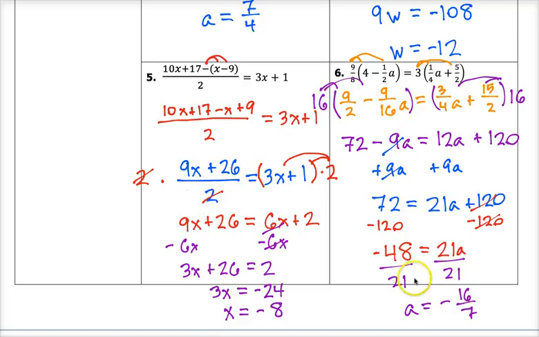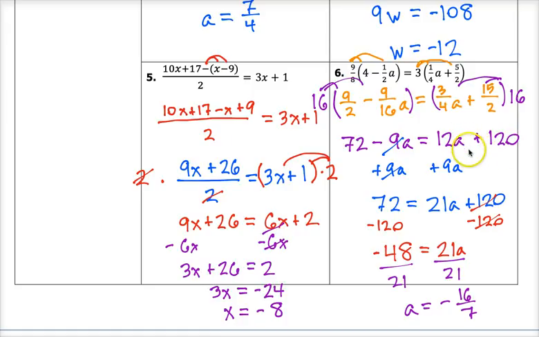Okay, so for this equation, if you solved it correctly, you should have an answer of a equals negative 16/7. Up at the top, you can distribute your 9/8 on the left side and your 3 on the right side to get what I have here in orange. I have fractions on every single term. You notice your denominators are 2, 16, and 4, so the least common denominator there is 16. So if I multiply each of these fractions by a 16, I cancel out my denominators, and I'm left with 72 minus 9a equals 12a plus 120.